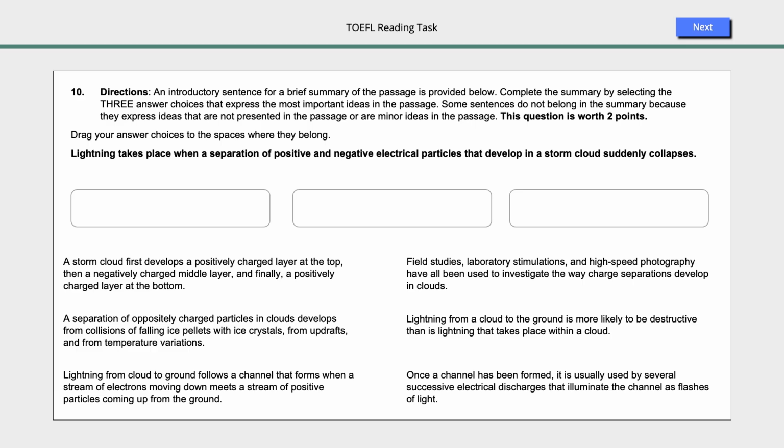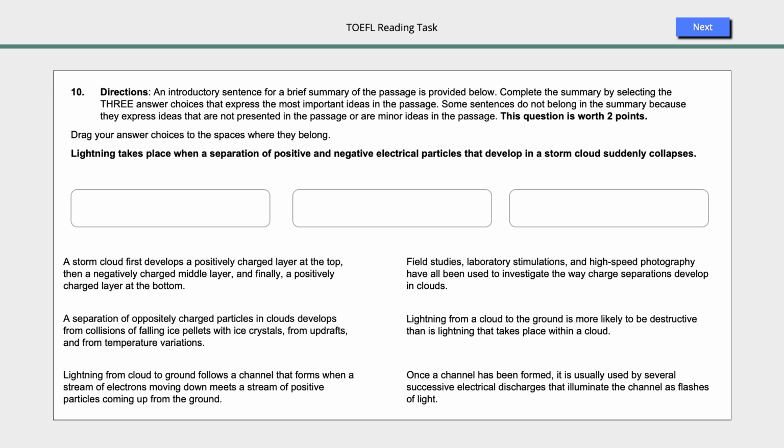Question 10 looks different again. It's a prose summary question. It says, an introductory sentence for a brief summary of the passage is provided below. Complete the summary by selecting the 3 answer choices that express the most important ideas in the passage. Some sentences do not belong in the summary because they express ideas that are not presented in the passage or are minor ideas in the passage. This question is worth 2 points. Drag your answer choices to the spaces where they belong. And the first sentence already given is, lightning takes place when a separation of positive and negative electrical particles that develop in a storm cloud suddenly collapses.